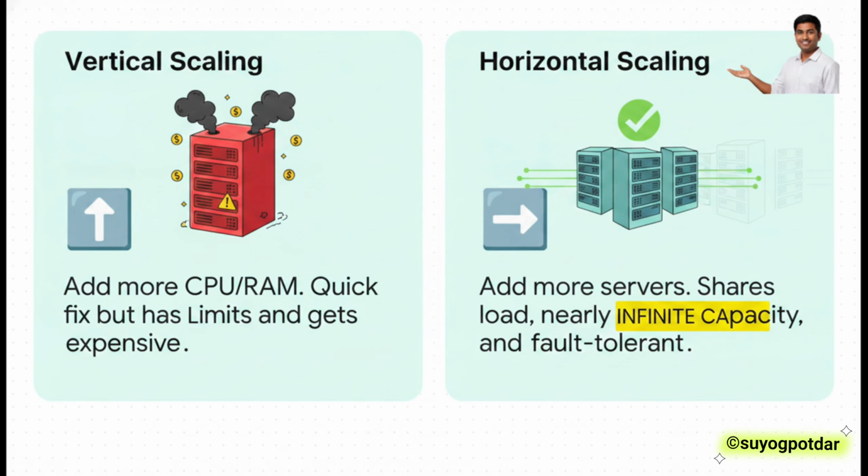You could use vertical scaling, which is scaling up. This basically means buying a bigger, beefier server with more CPU and RAM. It's a quick fix, sure, but there's a hard hardware limit, it gets exponentially more expensive, and if that one mega server crashes, your whole app is dead. That's exactly why senior engineers almost always favor horizontal scaling, scaling out. Instead of one giant machine, you add multiple standard servers to share the load. It gives you nearly infinite capacity, and crucially, it is fault tolerant. If one server dies, the others just keep humming along without a hiccup.